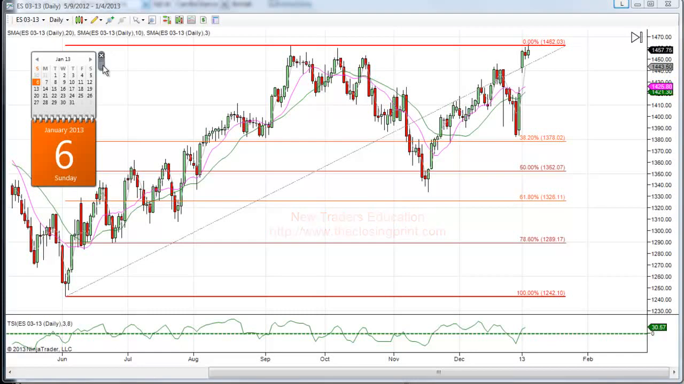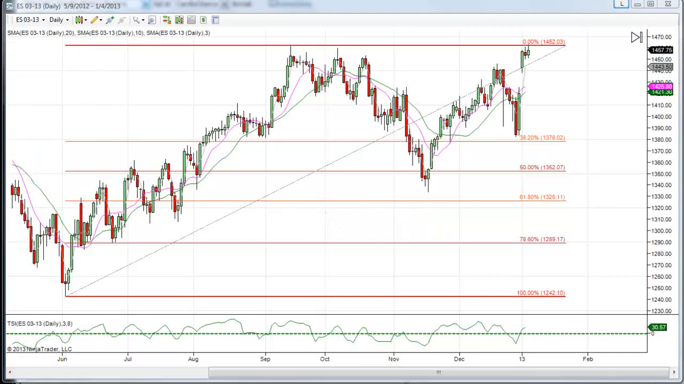Ahead. You see the ES here where we put in a low in June, right up to the high in September when the Fed announced QE3. We moved back off of that to the 50% level, just shy of the 618. We rallied up, we met some resistance, and we're now back up to the highs.